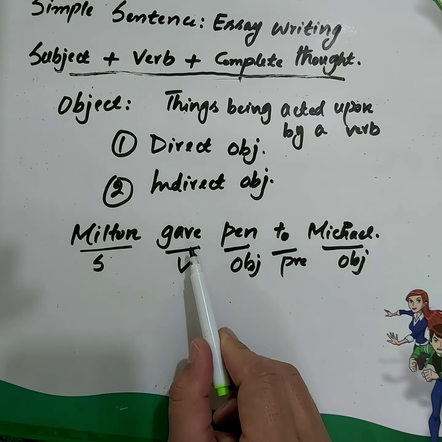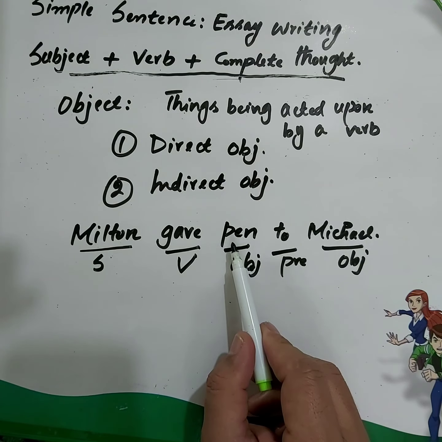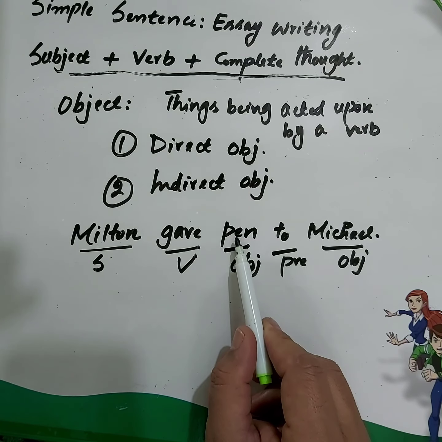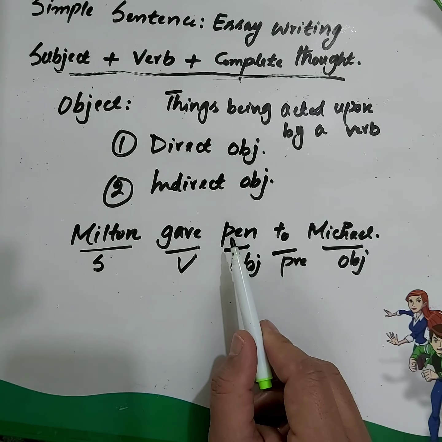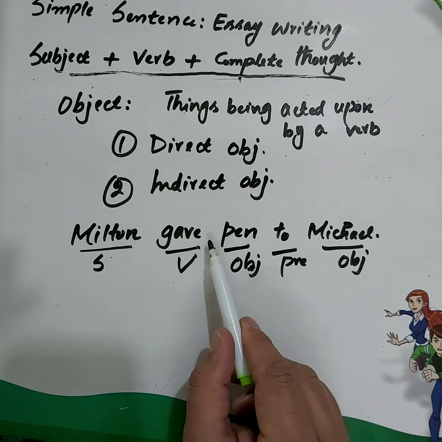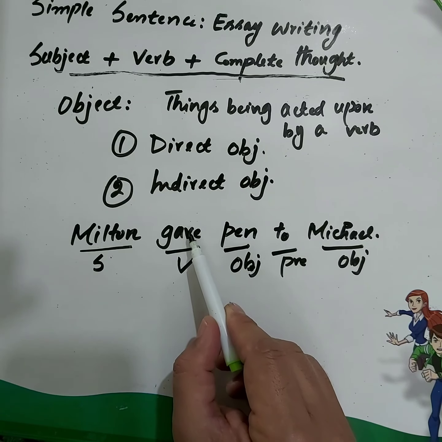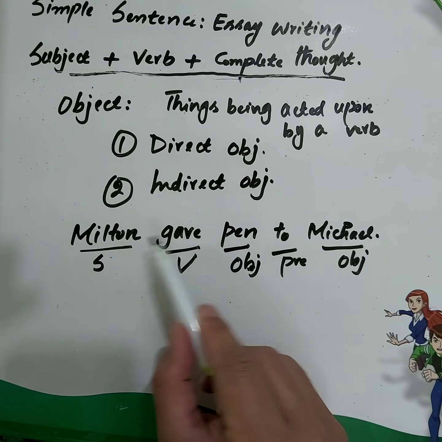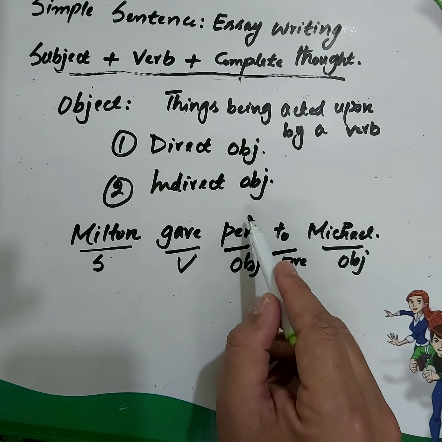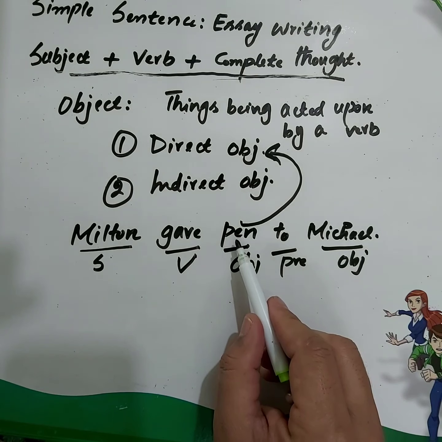Students, Milton gave pen to Michael. Who or what receives the action? Pen. This is, students, your direct object, because we defined it as something which receives the action of the verb. In most cases, it comes after the verb. So the pen comes after the verb and it receives the action. That's why pen is your direct object.